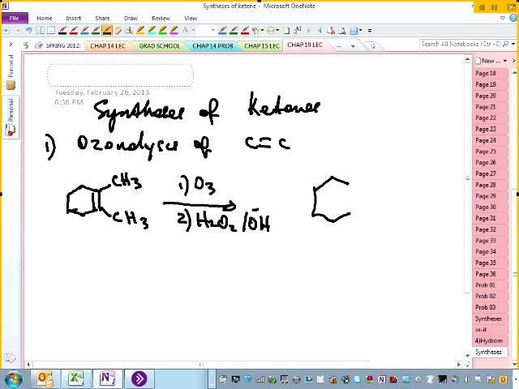So now we have, okay, the point here is that ozonolysis will cleave a carbon-carbon double bond to form either an aldehyde or a ketone, and what is formed depends on what type of atoms are attached to the carbons of the carbon-carbon double bond. Okay, two.